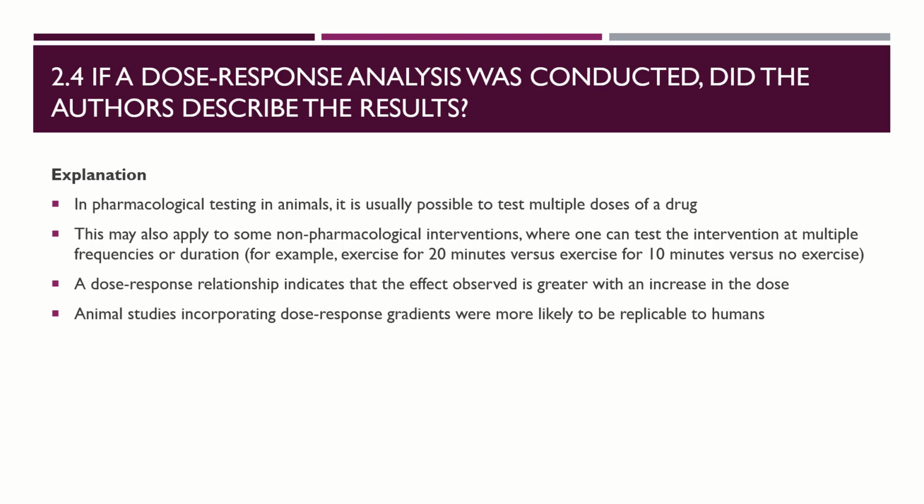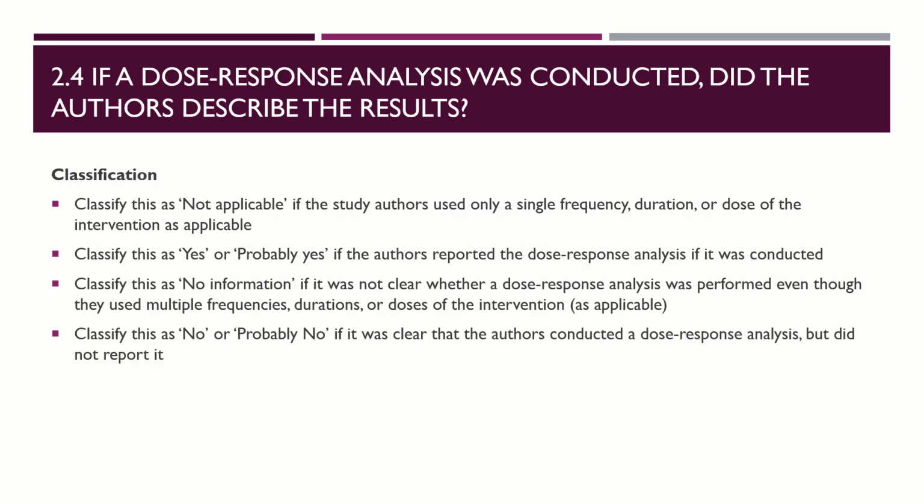A dose relationship indicates that the effect observed is greater with an increase in the dose. Animal studies incorporating dose response gradients were more likely to be replicable in humans. So how will you classify this signaling question? Classify this as not applicable if the study authors used a single frequency, duration, or dose of the intervention, and as applicable otherwise. Depends upon whether it's a pharmacological intervention or non-pharmacological.